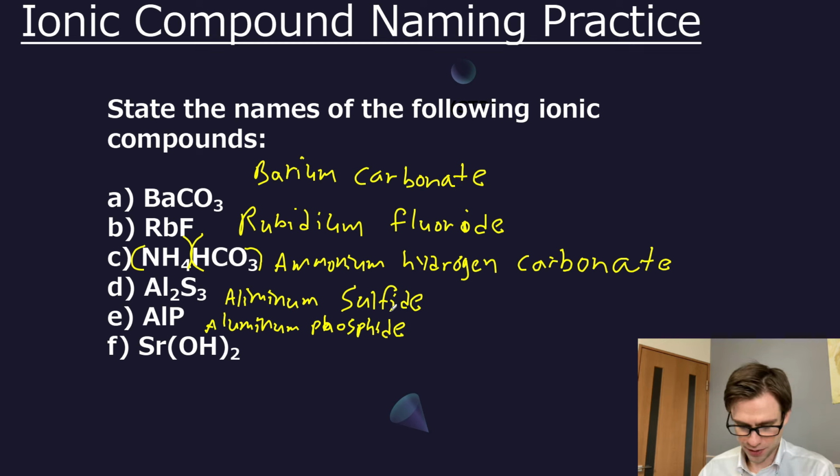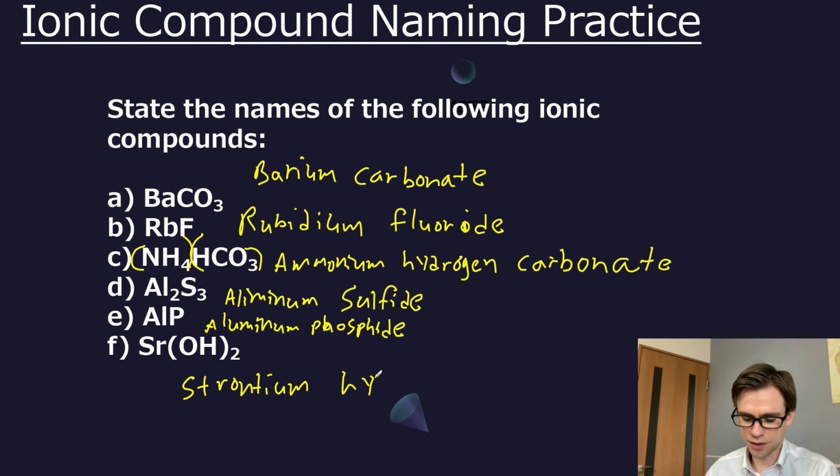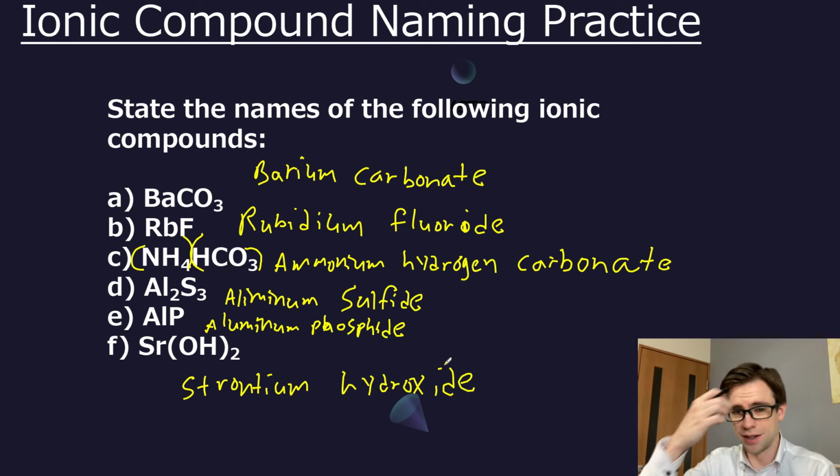And then F finally, Sr(OH)2, that's strontium hydroxide. Strontium's name stays the same from the periodic table, and then polyatomic ion OH- from my previous slide, strontium hydroxide. Okay, so you can usually find similar examples on Google, or AIs like ChatGPT, to check your answers.